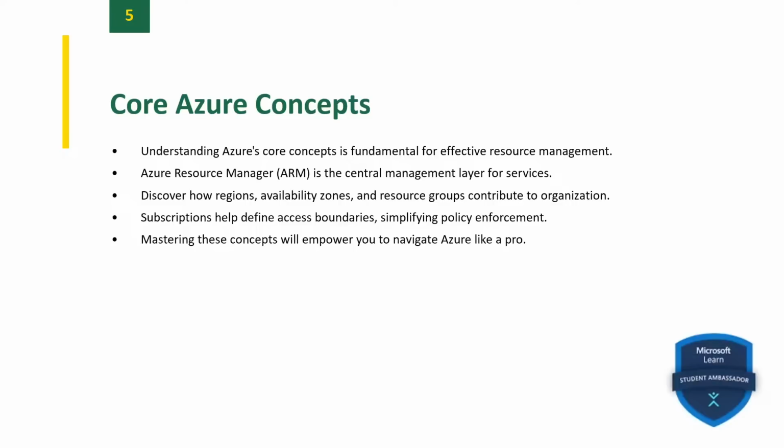Fourth, Azure regions and availability zones. What is a region? A region is a geographical area that contains one or more data centers. Azure offers regions worldwide to ensure services and data can be located close to the customer for optimal performance and compliance with local laws. Why choose a specific region? Regions can be selected based on factors like proximity to users, compliance requirements, and service availability. Some services may only be available in specific regions.